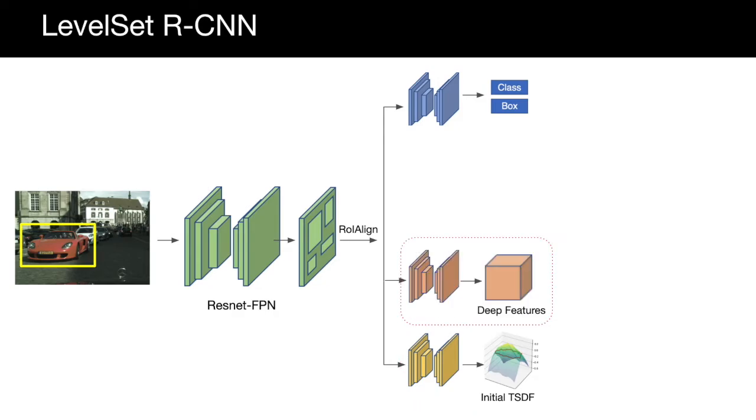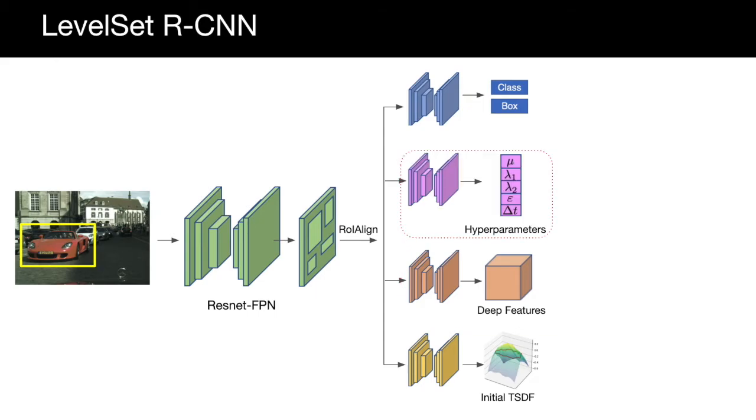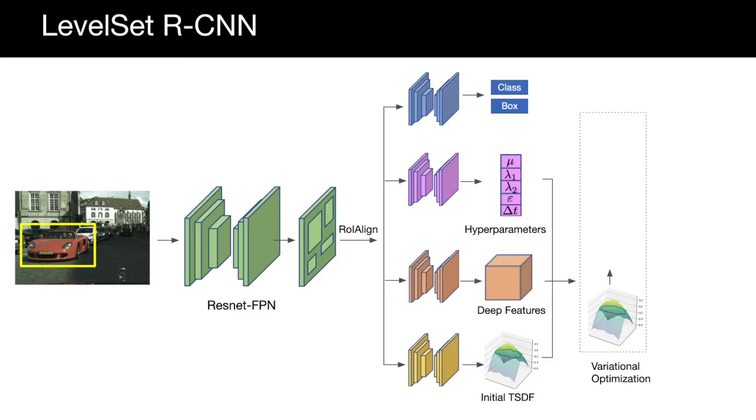A deep feature tensor that will replace the image intensity values in the Chan-Vese energy functional. Image intensities are not robust and can vary in appearance within the objects, or could be very similar to the background, so we replace them with robust learned features. Finally, for each instance, we predict a set of hyperparameters. These parameters regulate the effect of each energy term and also the optimization schedule, for example by predicting the gradient descent step. After obtaining these three components, we unroll the Chan-Vese optimization as a recurrent net for a fixed number of time steps to obtain a final TSDF.